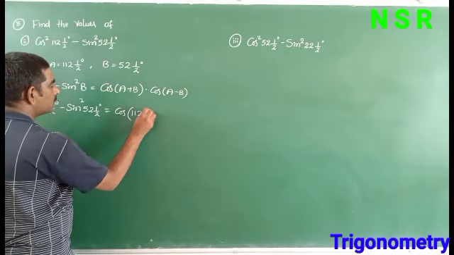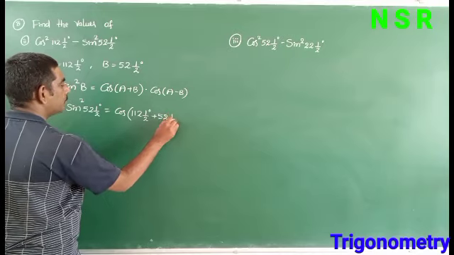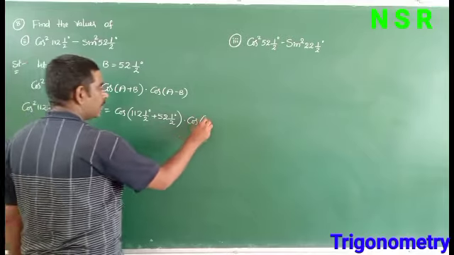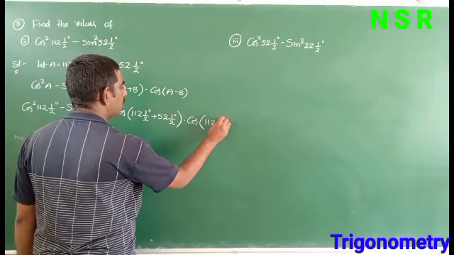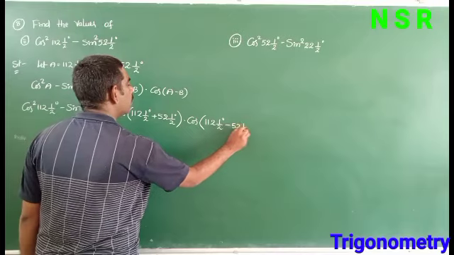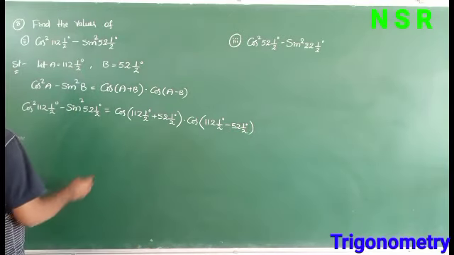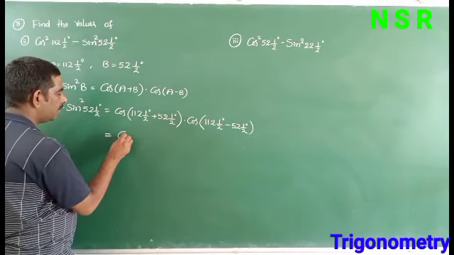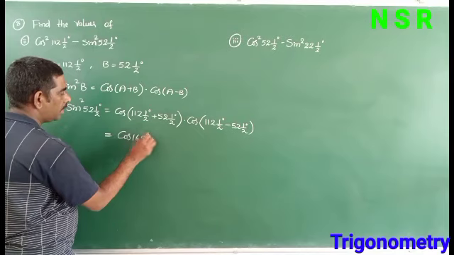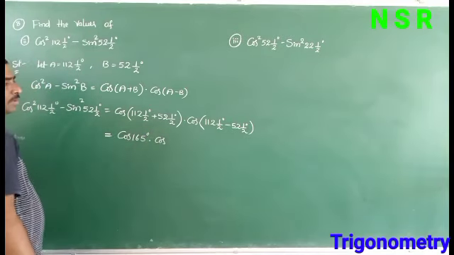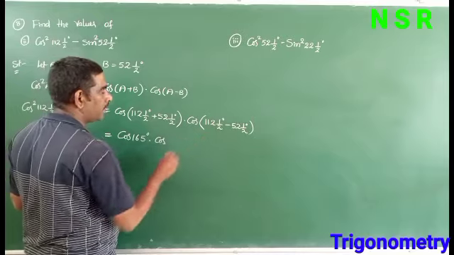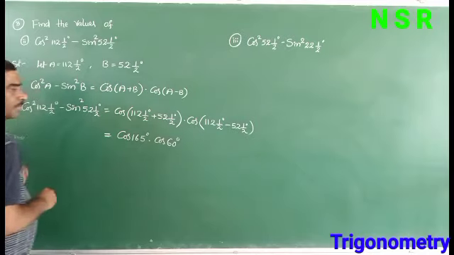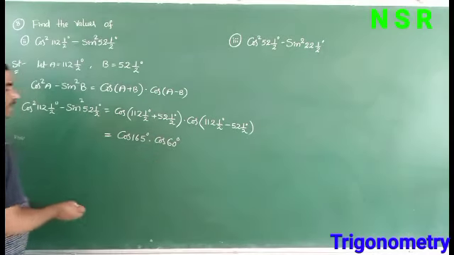So 112.5 plus 52.5 into cos a minus b, 112.5 minus 52.5. Now 112.5 plus 52.5 is 165. So cos 165 into cos, and 112.5 minus 52.5 is 60. So here cos 60.